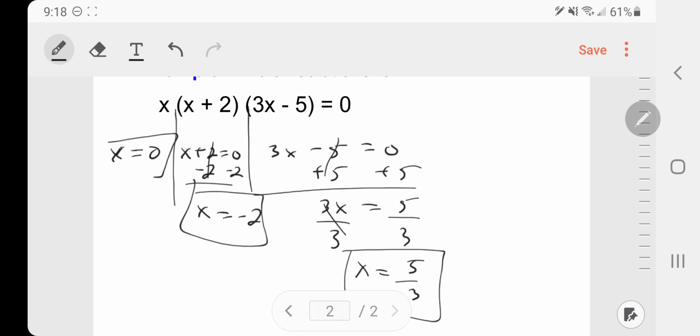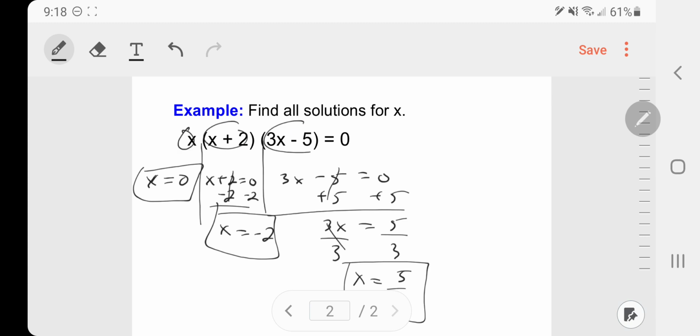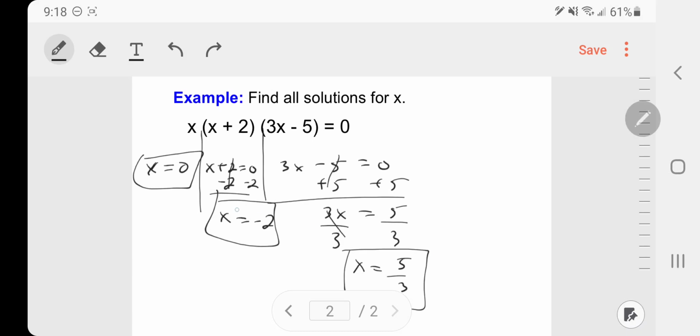Okay, so if you notice again here, three things being multiplied. We have three different factors being multiplied here, and we have three different solutions. So your solution would be x equals 0, or x equals -2, or x equals 5 over 3. Any of those three would give you a product of 0.